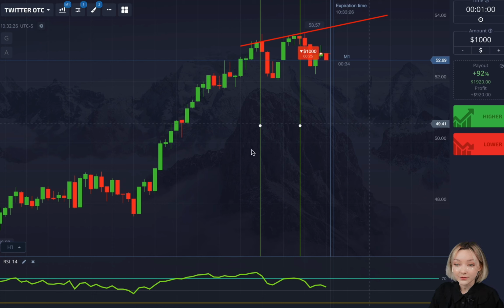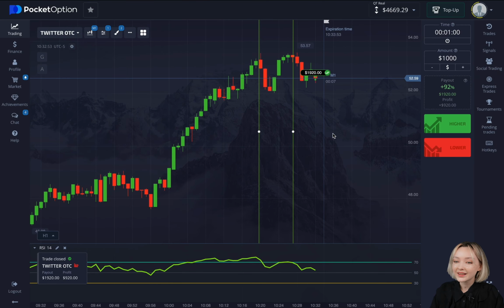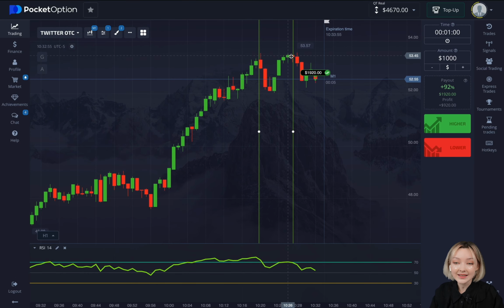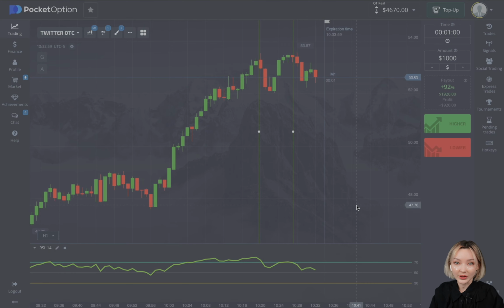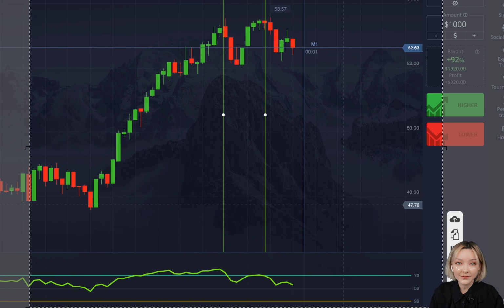But as for the indicator, we can clearly see that if we take these two peaks into consideration, the second vertex is lower than the first one. Meanwhile, in the chart, this exact same peak is higher than the first one. In total, we're facing a situation with a divergence.